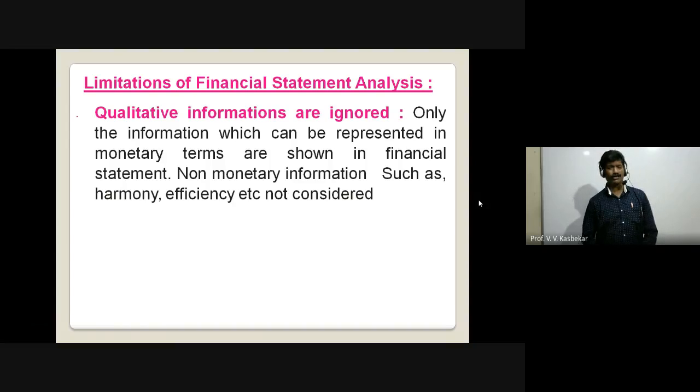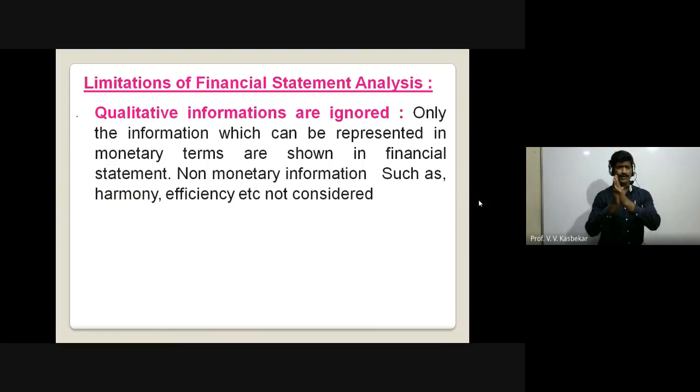Qualitative information is ignored, such as only information which represents monetary value, or which is in monetary terms, is shown in financial statements. Non-monetary factors such as harmony, efficiency, and cooperation are not considered. How? Because if someone is efficient in his work, it will not be measured through this analysis. We can only measure, compute or analyze the financial data which is in front of us through the financial statements.